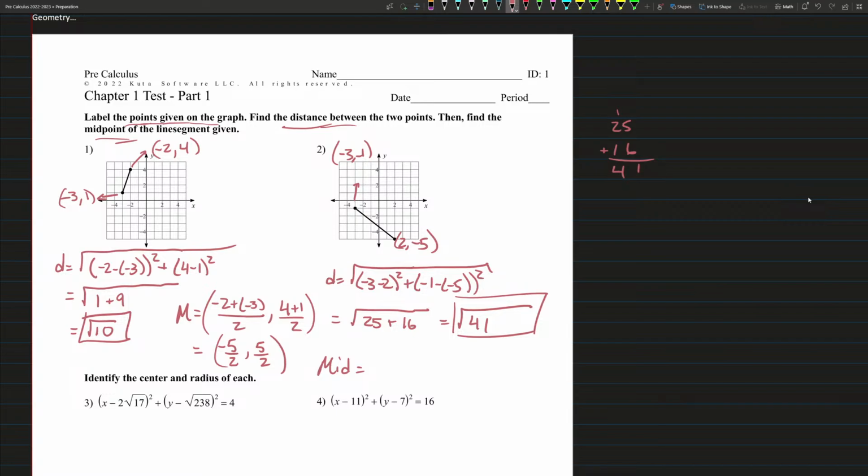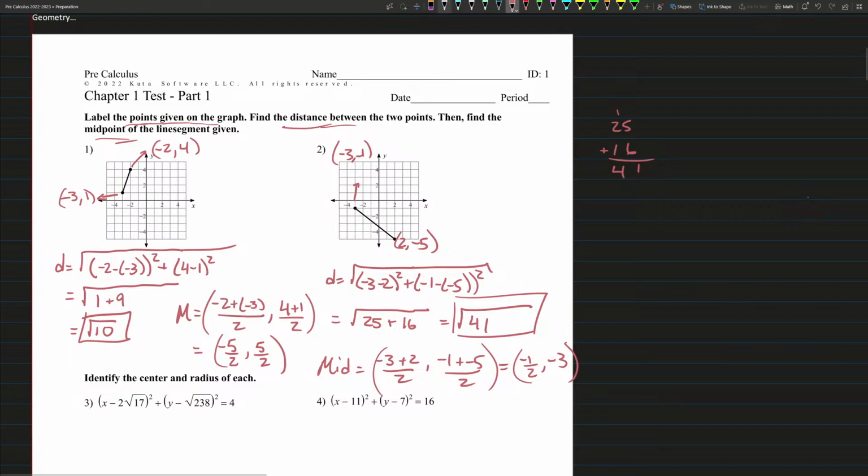Midpoint. This is the average of the x's, so -3 plus 2 divided by 2, comma, -1 plus -5 over 2. And this is equal to -1/2 and -6/2, which is -3. Does it matter the order you put the x's? It doesn't, so long as you do the same order with the y's.